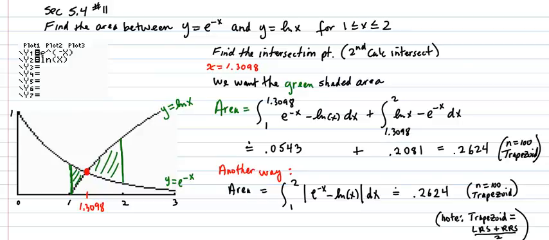Here's one from the book. Find the area between two curves. In this case, y equals e to the negative x and y equals log x on an interval from 1 to 2. So there's basically two ways to do it.